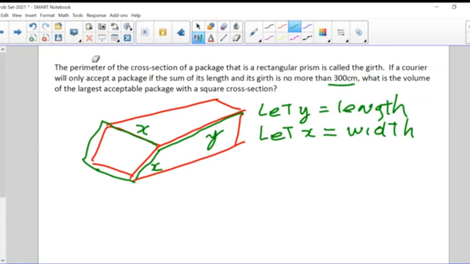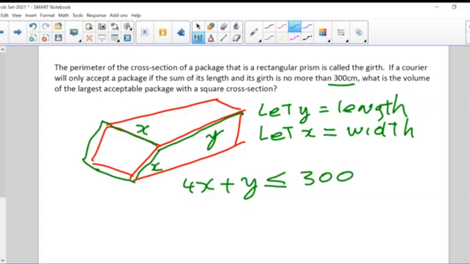Stephen is right. Because what we're saying is that the girth is when you take all of these x's and add them together, and there are four of them. It's a square. So you know that the perimeter of a square is 4 times whatever one side of the square is. So that 4x plus the y must be less than or equal to 300. Okay, that is what we're saying, right?